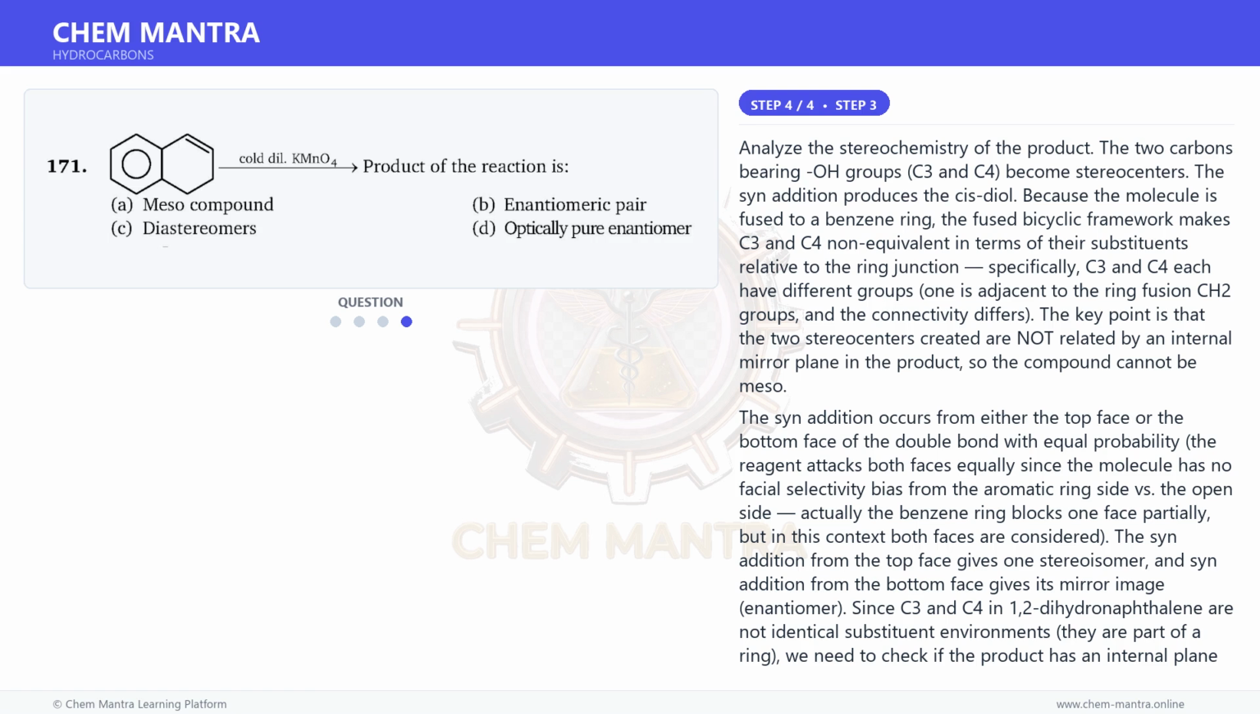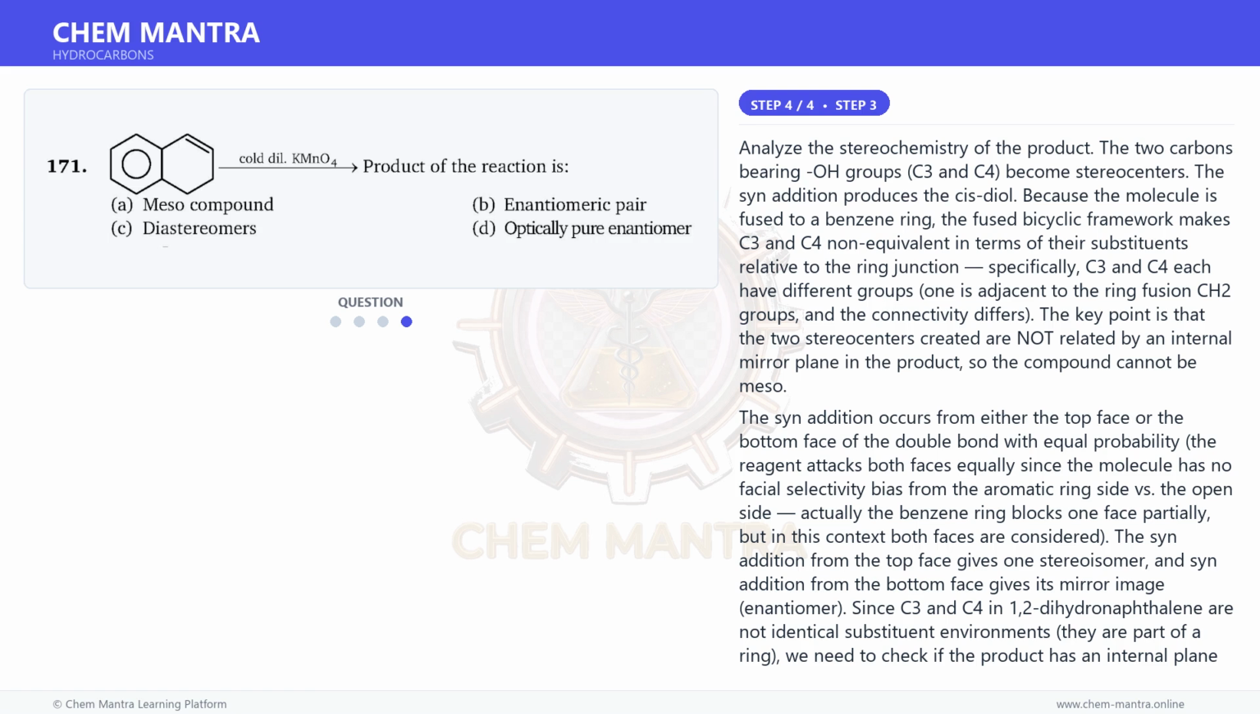Because the two faces of the double bond in 1,2-dihydronaphthalene are enantiotopic, not homotopic, not diastereotopic, the molecule itself is achiral but the two faces lead to enantiomeric products. Syn attack from one face gives one enantiomer and syn attack from the other face gives the mirror image enantiomer. Both are produced in equal amounts, a racemic mixture, constituting an enantiomeric pair.